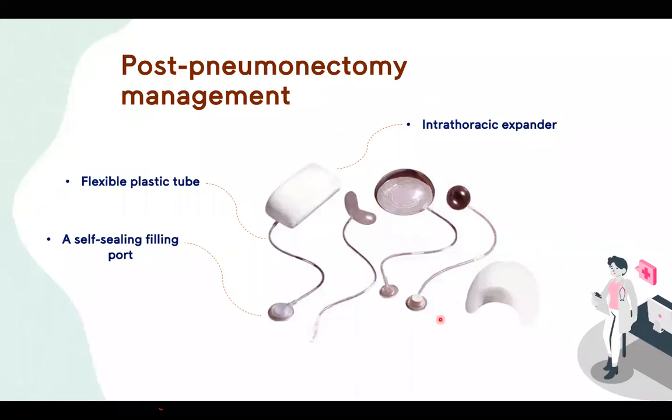As we can see here, tissue expanders are available with variable sizes and shapes. This is the self-sealing filling part in which the serum or saline is injected. And this is the part that preserves the normal anatomical structure, which is the intrathoracic expander, connected by this flexible plastic tube.